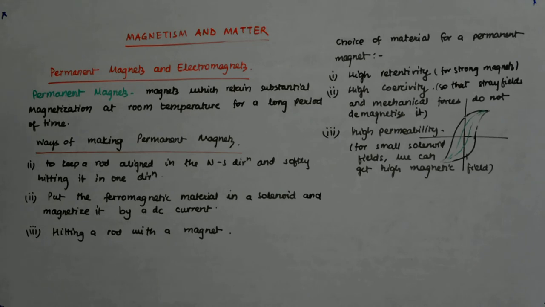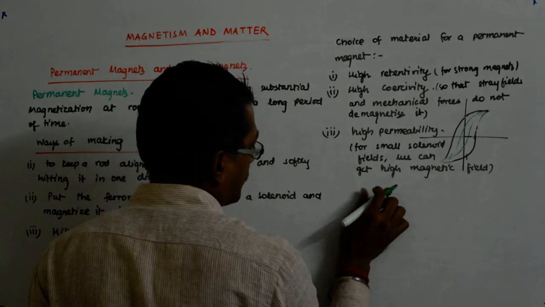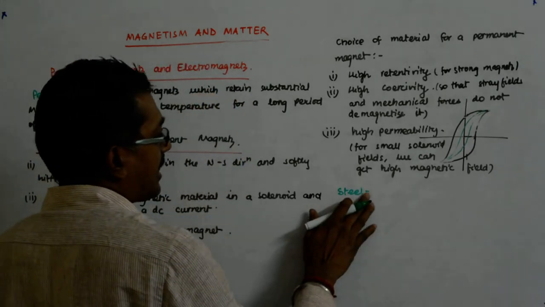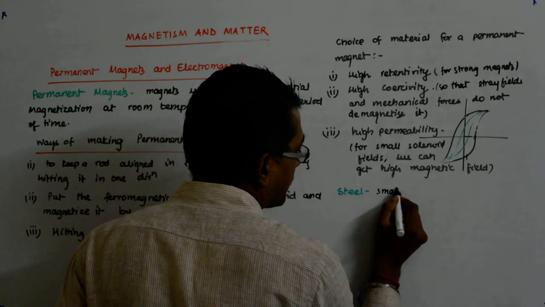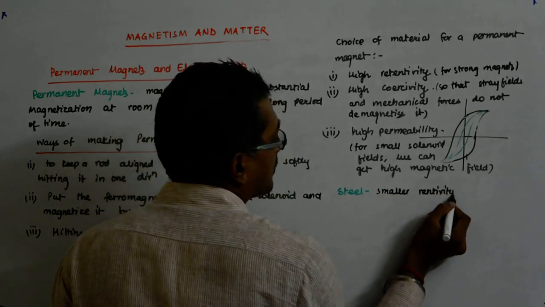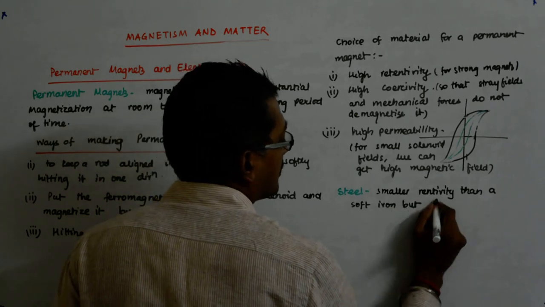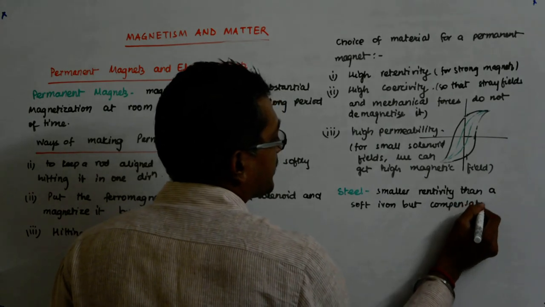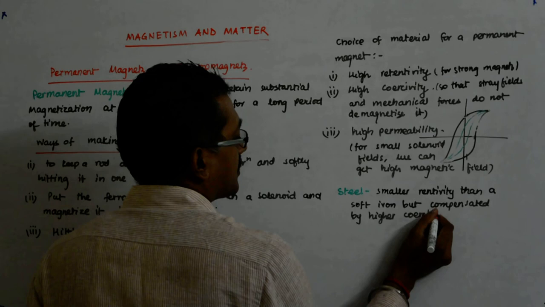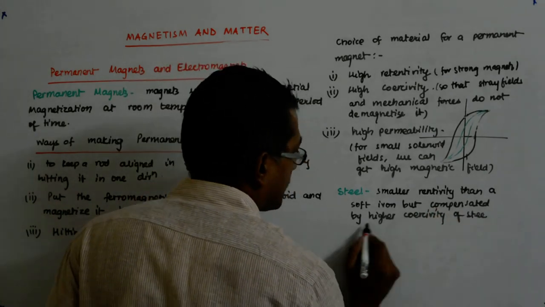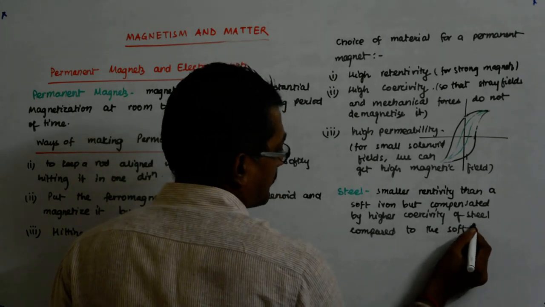And we use some materials, for example, we normally use steel. Why? Steel has a slightly smaller retentivity than soft iron, but this is compensated by the higher coercivity of steel compared to soft iron. Correct?